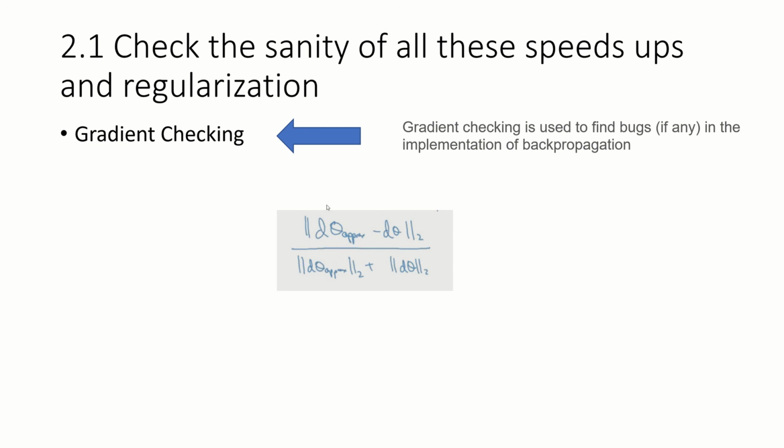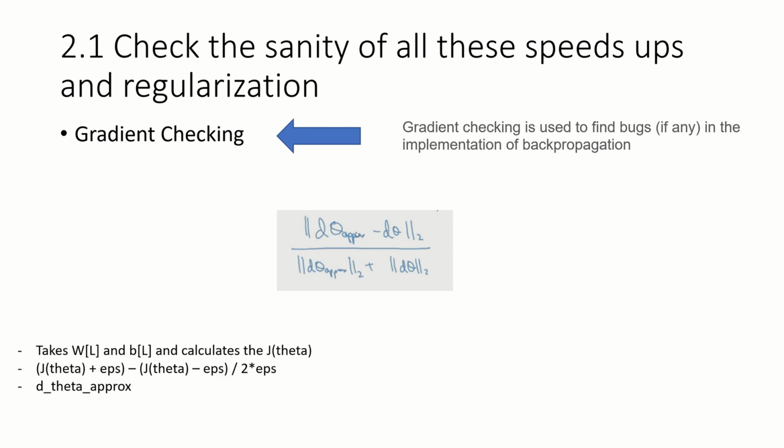But basically, this is d theta approximate and this is d theta. So d theta approximate is calculated by taking all the weights and your biases and putting them in a giant vector and calling it J theta. Then we take this J theta and add an epsilon, a small value, and subtract from it the J theta with the small epsilon subtracted, and we divide it by 2 times epsilon. This is how d theta approximate is calculated, while d theta takes in the dWl and dbl and puts them also in a giant vector, and it gives you the d theta.